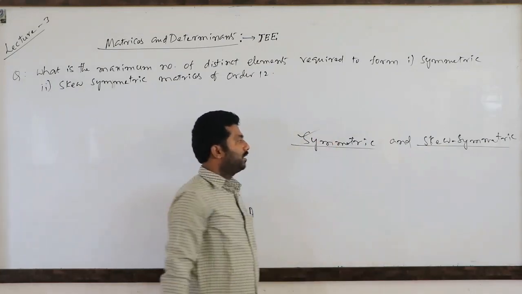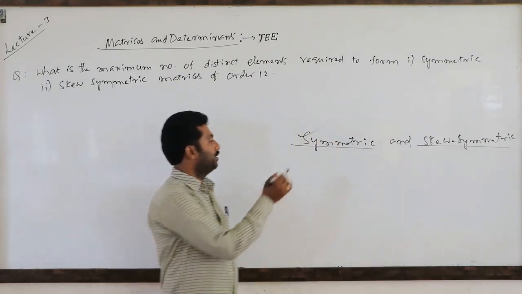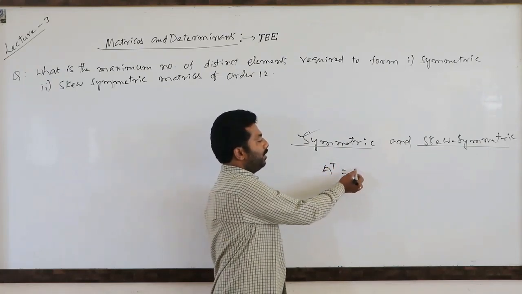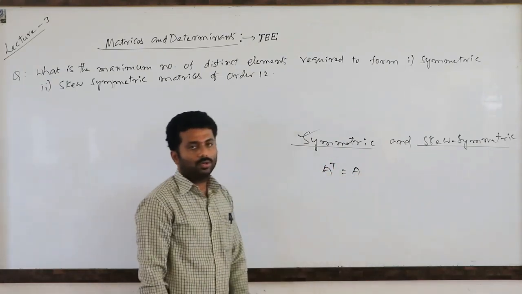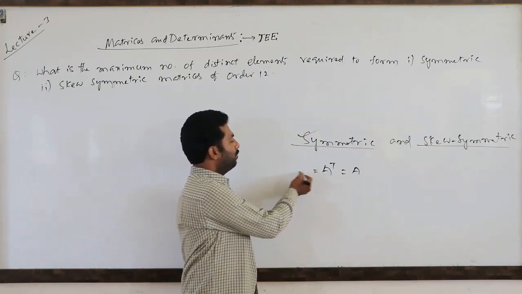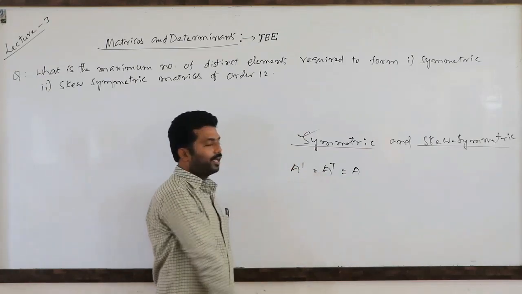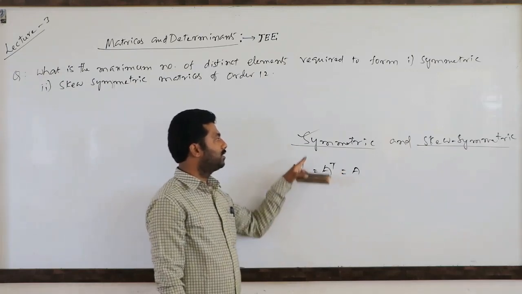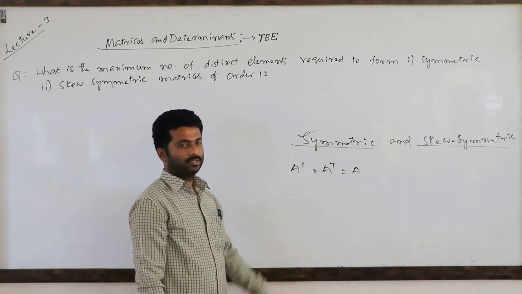So, first of all, we will see what a symmetric matrix is. Any square matrix capital A is said to be symmetric if A transpose equals A, or some people may notate it as A dash also. So A dash or A transpose being equal to A means capital A is a symmetric matrix.